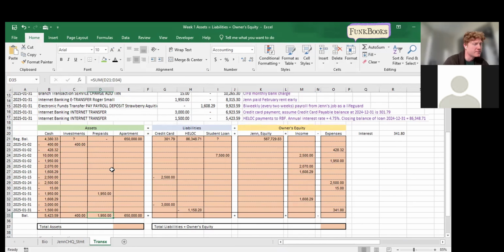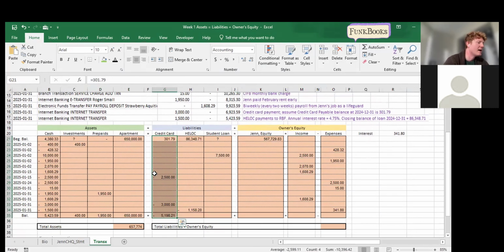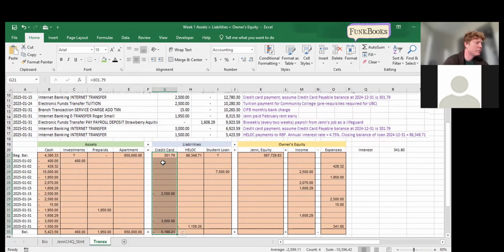The prepaid, this is for next month's February rent, and then we've got the fair market value of the apartment sitting there at 650. So Jenn's total assets is sitting at 657,774. We'll do the same thing for liabilities. So, this might look strange to you, negative credit card, but that's because there is some information missing here because we haven't looked at any credit card statements yet, right? We've only cracked open the bank statement. So next class, we'll see how that can further be affected.